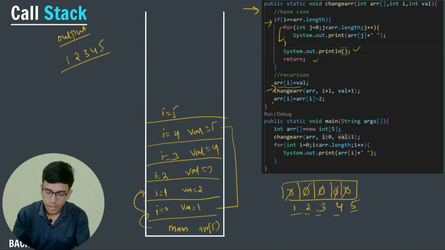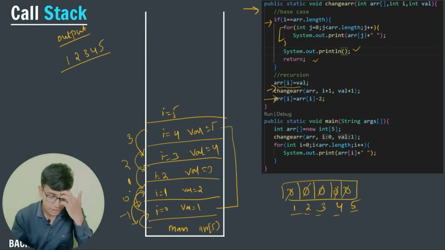After reaching my base case, what am I doing? I am decrementing as a backtrack. I am decrementing these values by 2. So from 5, I will decrement and get 3. From 4 minus 2, that is 2. After 3 minus 2, that is 1. After 2 minus 2, 0. After 1 minus 2, that is -1.